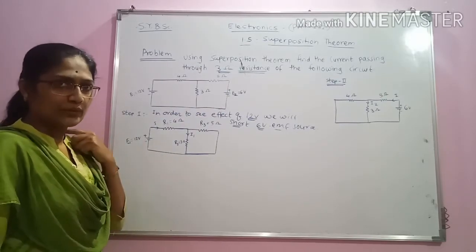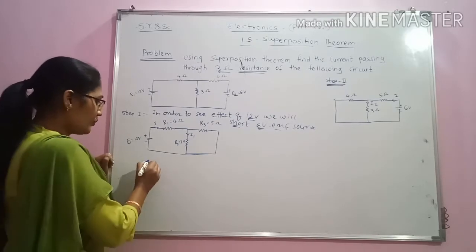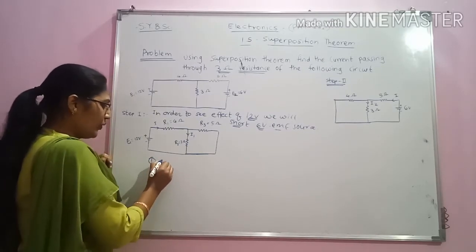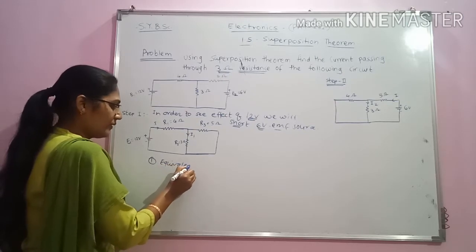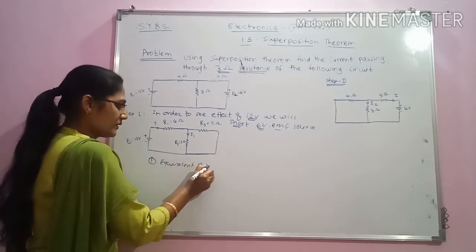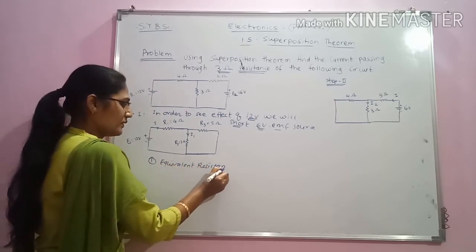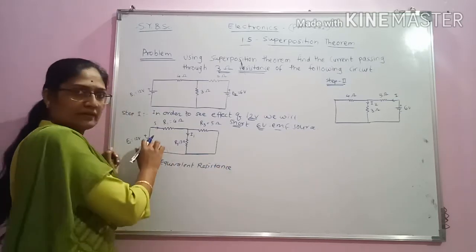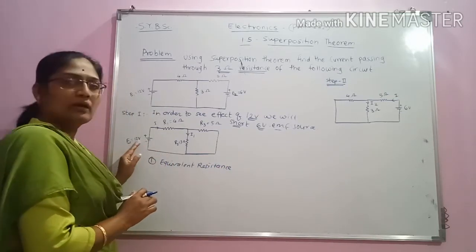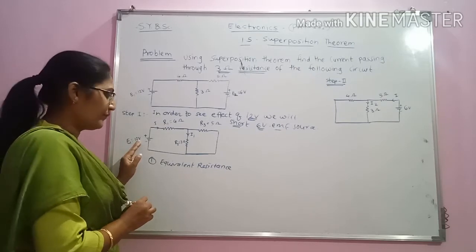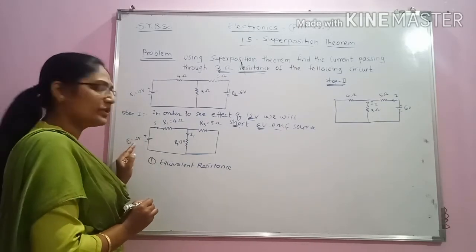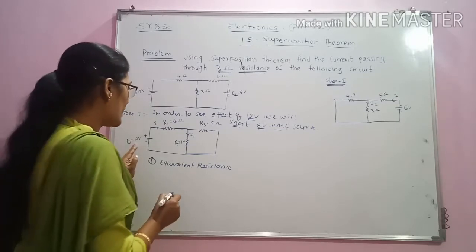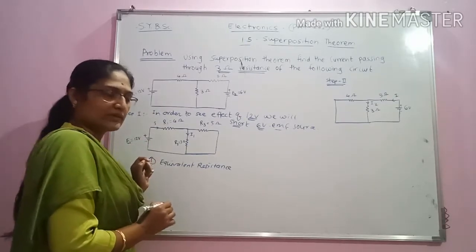Now, we have to calculate 3 things. First of all, we will calculate the equivalent resistance of this circuit due to this 12 volt battery. We have to calculate the equivalent resistance due to this 12 volt battery. How to calculate this equivalent resistance?